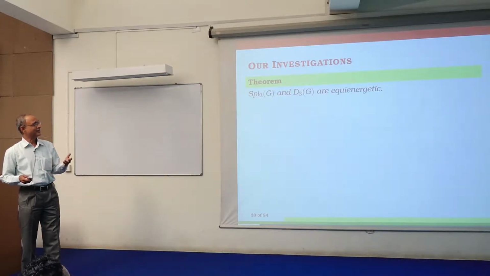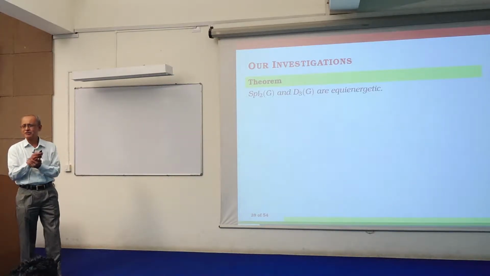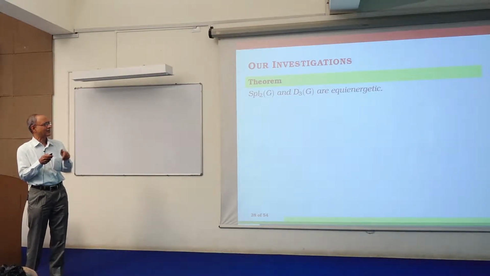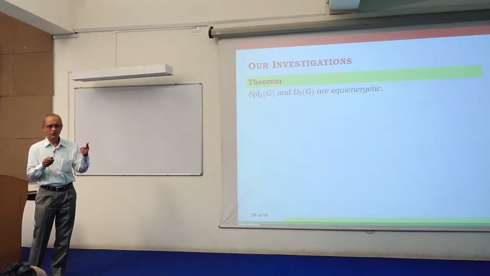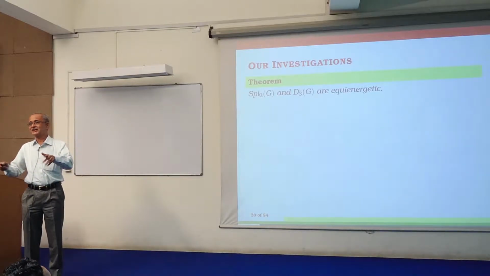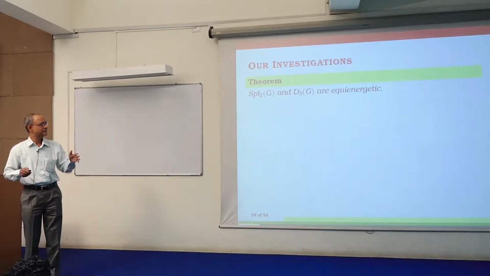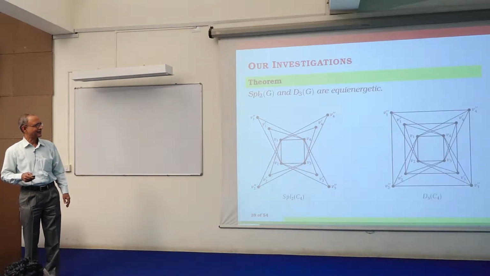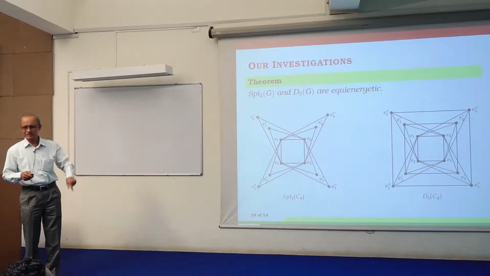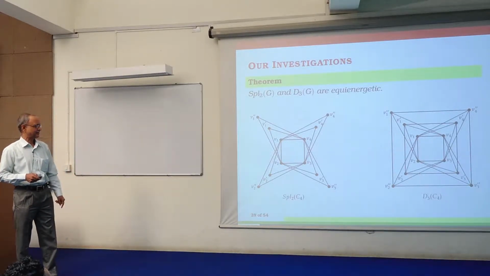In continuation of our result established just now, we found that the 2 splitting of any graph G and the 3 shadow of graph G are equi-energetic. Their energy will be the same. Here the 2 splitting of C4 and the 3 shadow of C4. These 2 graphs are equi-energetic.